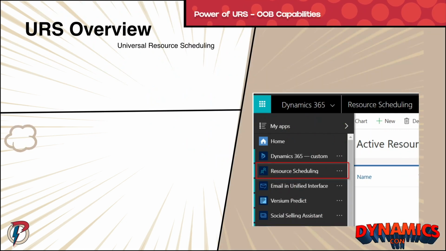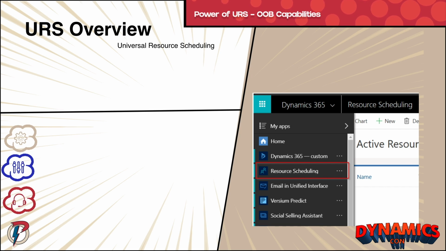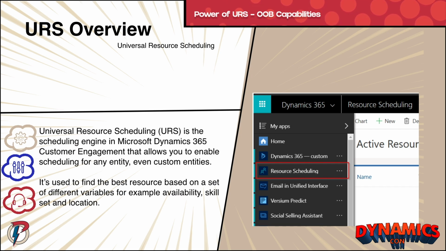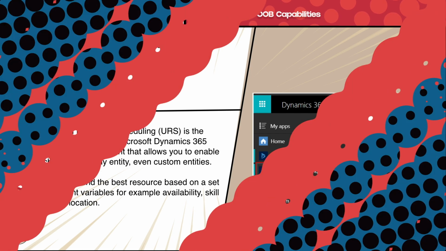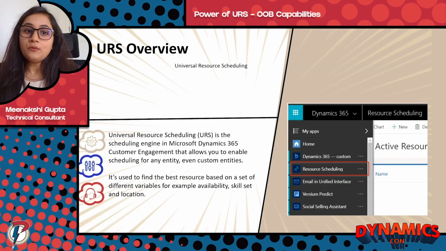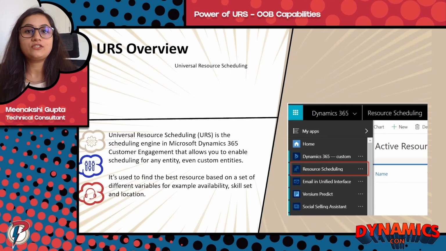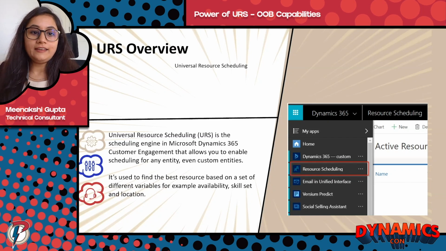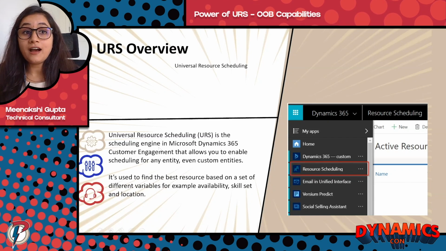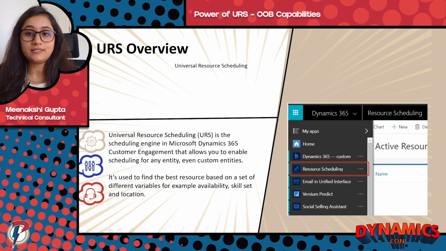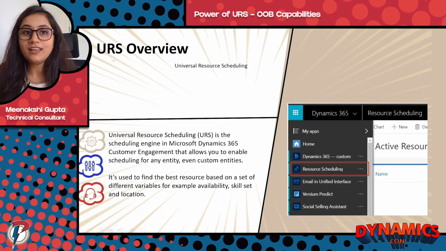The first slide is about the URS overview, which is Universal Resource Scheduling. Universal Resource Scheduling is basically an engine which helps us schedule resources based on location, time, some category and the characteristics of the resources. There are a couple of entities which define how the resources are characterized and what kind of characteristics they have. So resource scheduling is nothing but URS.